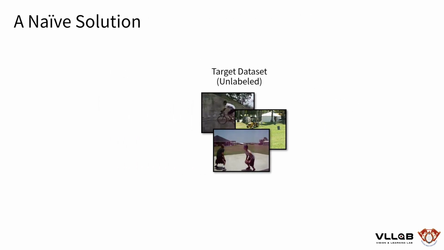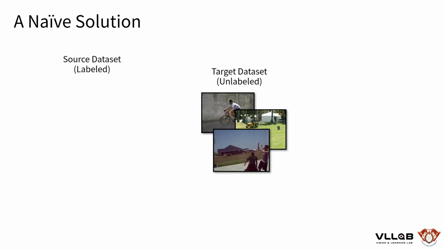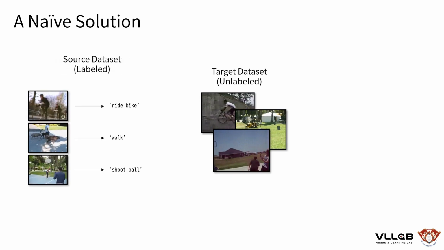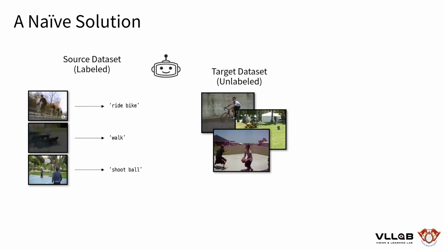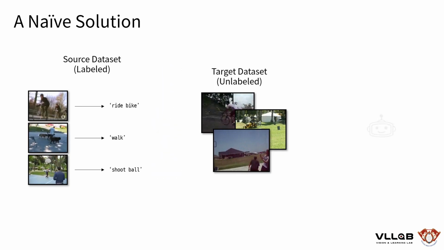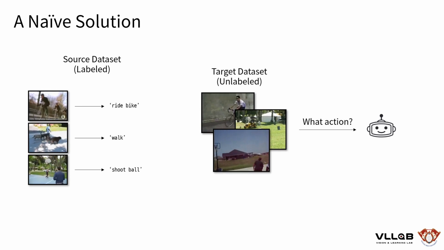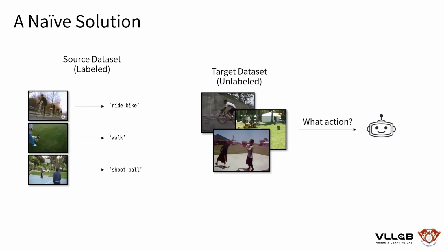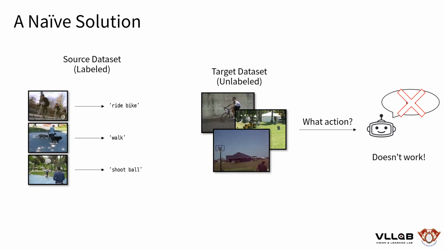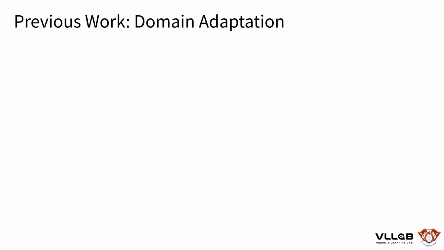We introduced a labeled dataset which is very similar to the target. Now we'll call it a source. The dataset will look like this, and we'll let the model train on this, and we again ask the model the action in this video, but it does not work as expected.